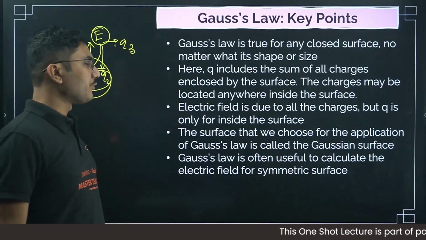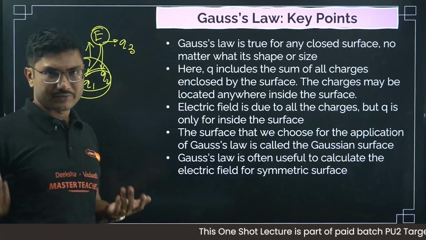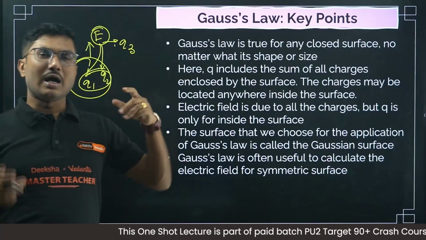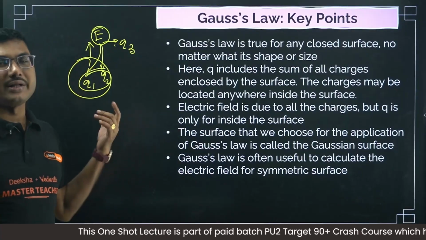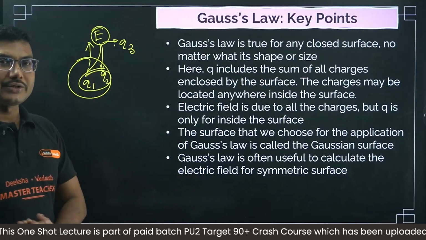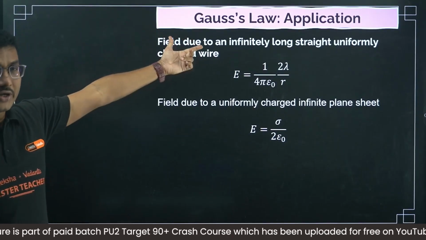Gauss's law is often useful to calculate the electric field for symmetric surfaces. Symmetric surfaces means sphere, okay, plane, square, or a cylinder. They are symmetric surfaces. So in those cases, Gauss's law can be very, very useful. So here are the applications of Gauss's law.